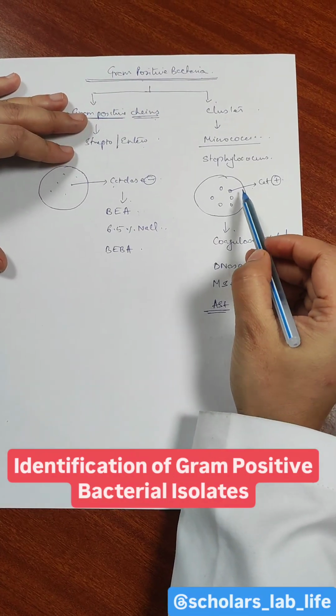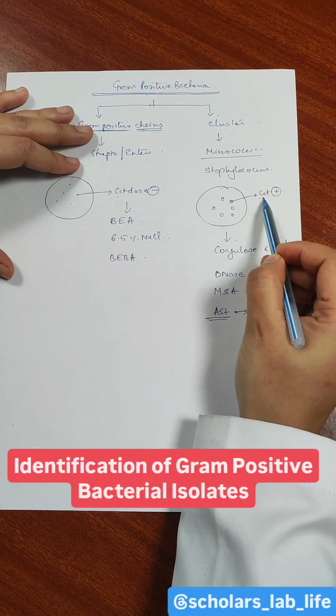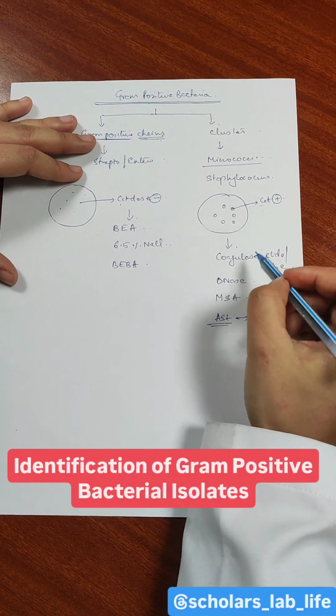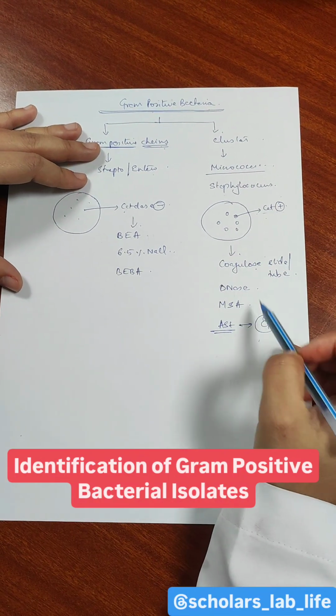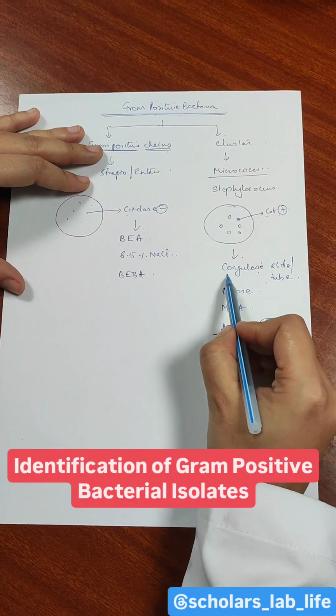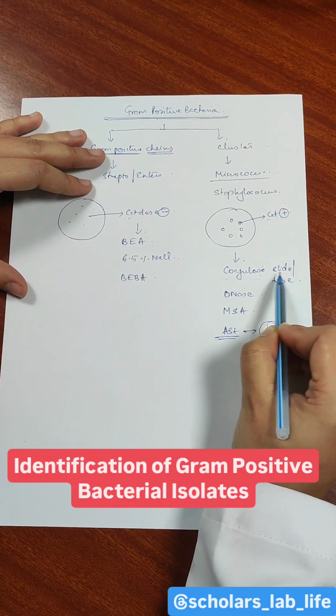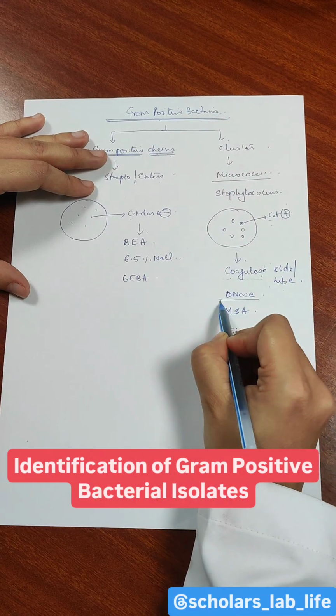Once we perform catalase from the nutrient agar plate, if the reaction is positive, that is catalase positive, then we suspect the organism to be Staphylococcus or Micrococcus. Further, we put up a certain set of biochemicals to differentiate the organism. The important test is coagulase, which can be a slide coagulase or tube coagulase. There's also a DNase test which is put up.